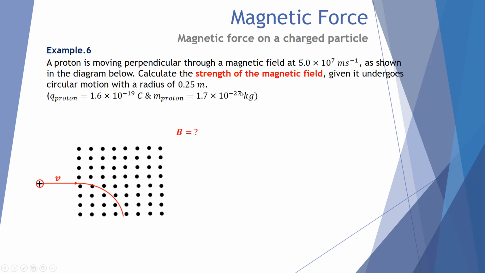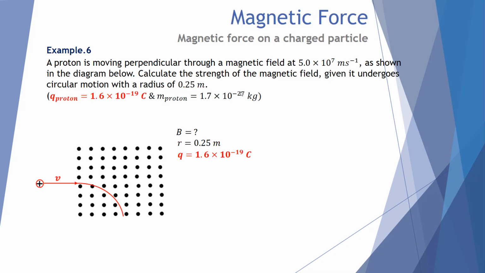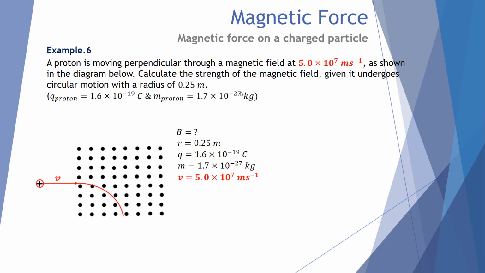The magnetic field strength, B, is our question mark. The radius of curvature is 0.25 of a meter. The charge is 1.6 by 10 to the negative 19 coulombs. The mass of the proton is 1.7 by 10 to the negative 27 kilograms. And the velocity, or the speed rather, is 5.0 by 10 to the 7 meters per second. Our equation is R equals mv over bq.